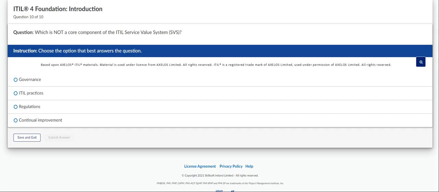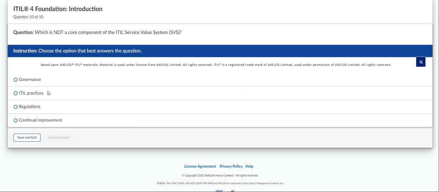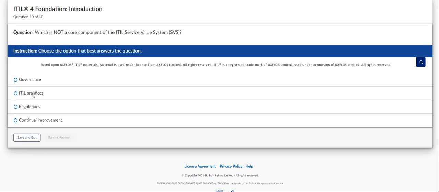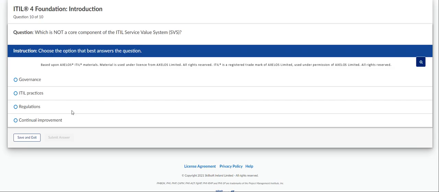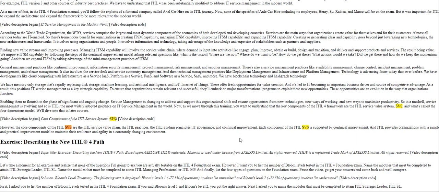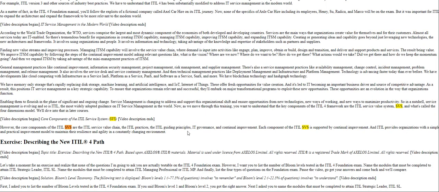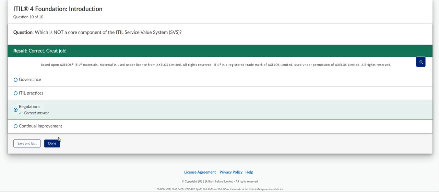However, the core components of the ITIL SVS are the ITIL service value chain, the ITIL practices, ITIL guiding principles, governance, continual improvement. Governance, ITIL practices is there, regulations is not. So this is going to be the answer.